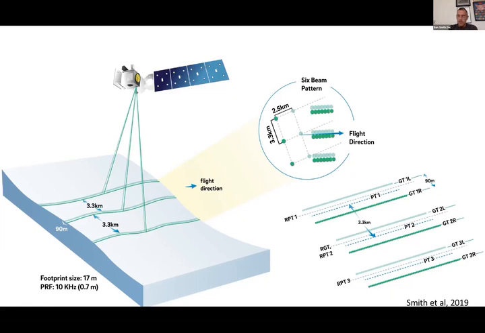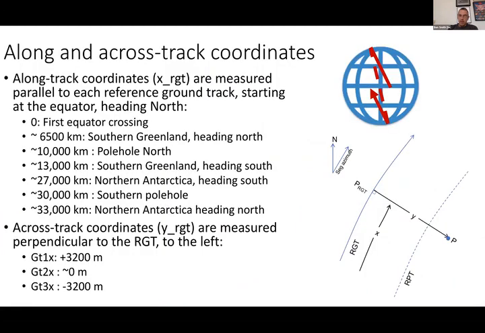Now, in all the data products, we refer to the pair tracks as 1, 2, and 3, and within the pair tracks, we refer to the individual beams as left and right. So we talk about GT1L, that's the left beam in pair track 1, or GT3R is the right beam in pair track 3. In this plot, we're showing the weak beams on the left and the strong beams on the right. Just to make things a little more interesting, we change that up. I'll talk about that in the next slide.